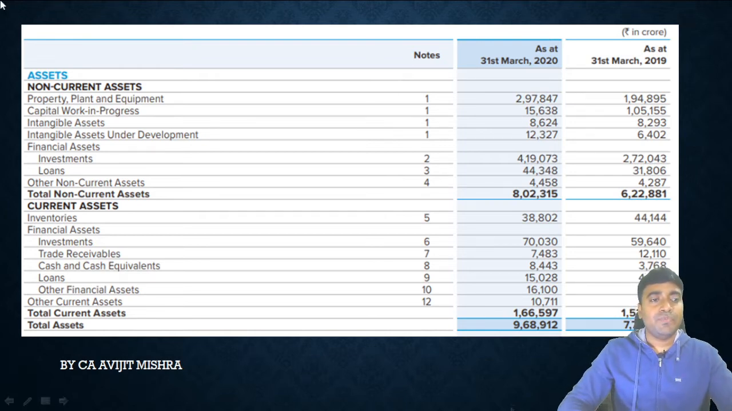Here, if you see in the case of Reliance, the non-current asset consists of property, plant, equipment, capital work in progress, intangible asset under development, and also financial assets like investment, loan and other non-current assets. So these are all the categories. Let's understand property, plant, equipment first.